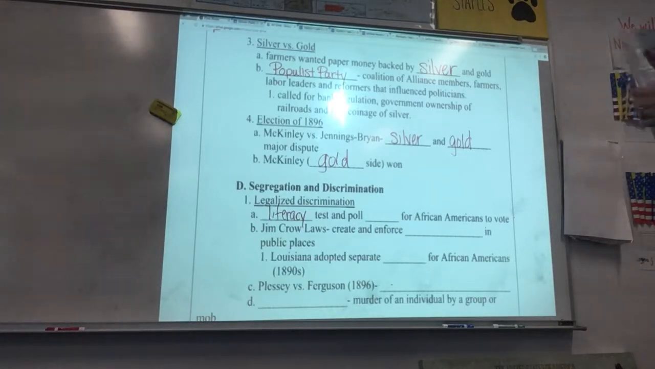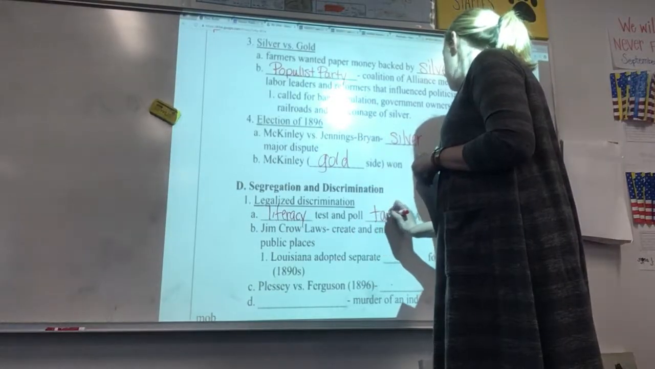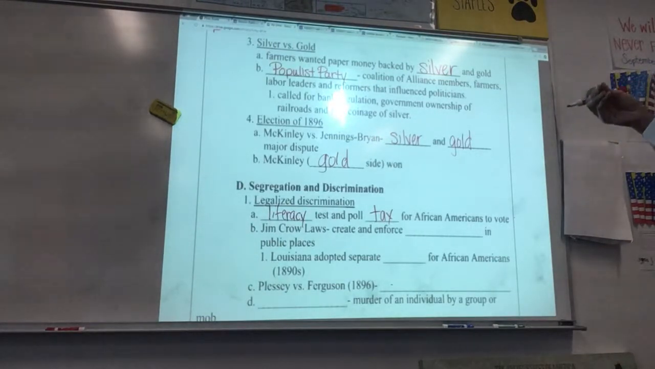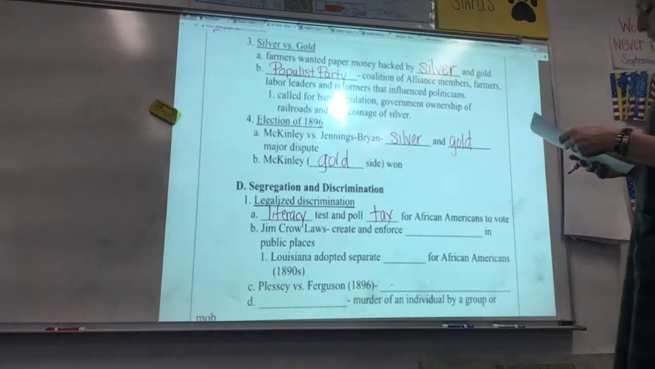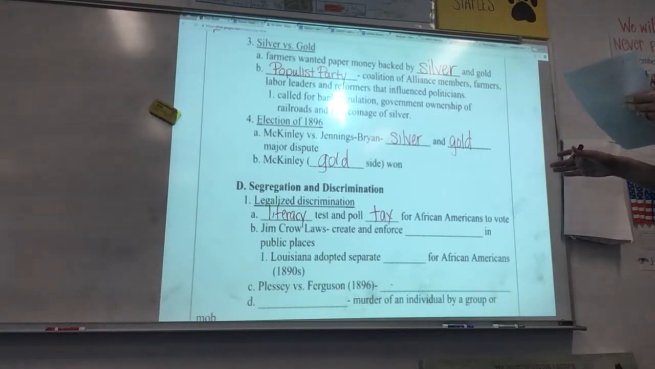So if they're requiring a literacy test and a poll tax for African Americans to vote, a lot of people couldn't do it. They couldn't pass the reading test, or they didn't have the money to vote. Okay, now that is illegal. They can't require anybody to do that. But back then, this was common practice. The Jim Crow laws created and enforced segregation in public places.